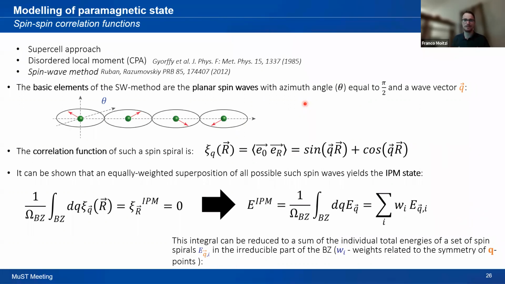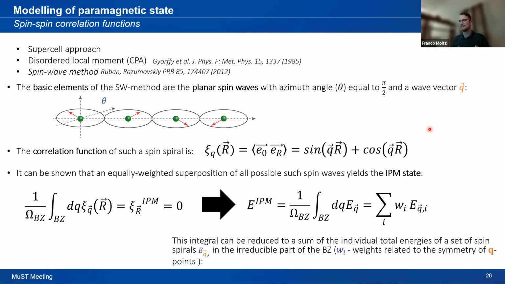So really, the brute force way, and maybe in some cases also the most accurate way, would be to just have a large supercell and distribute our magnetic moments in a way that they fulfill certain conditions for the correlation functional. And of course, we can also use the disordered local moment picture with CPA. And a few years ago, Professor Ruban proposed the so-called spin wave method, which is actually also in a way very similar to the supercell approach. So it's more or less a subclass of that, I would say.